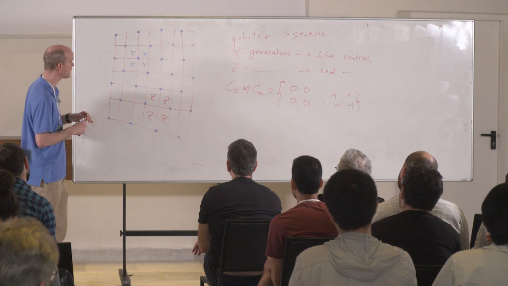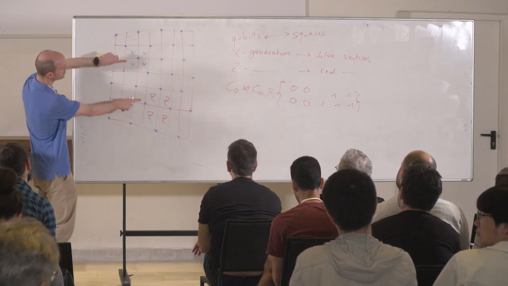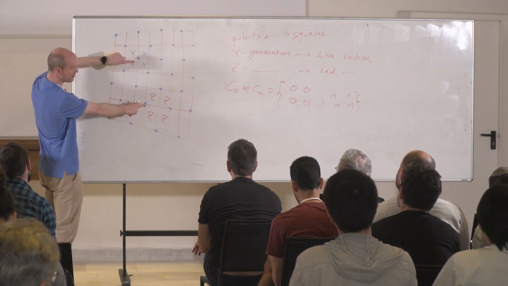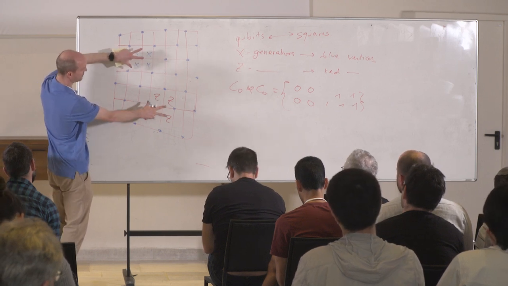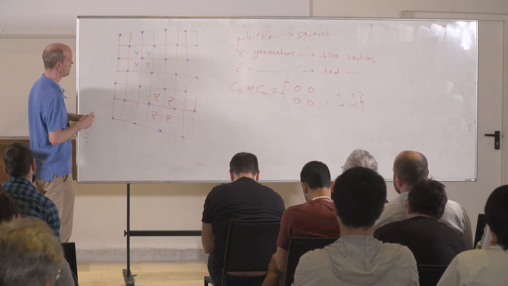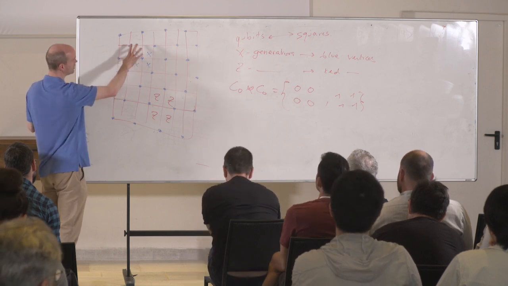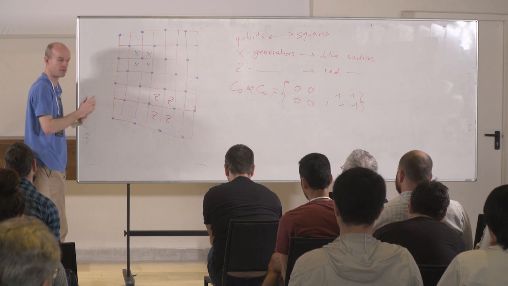The thing I need to check is whether or not these things commute. So these two ones that I wrote, they commute, obviously, because they act non-trivially on non-overlapping sets of qubits. So when I say XXXX, I just mean XXXX on these 4 qubits and identity everywhere else.